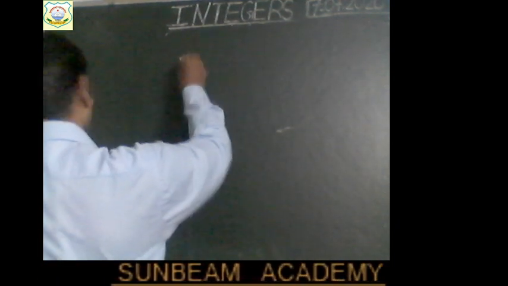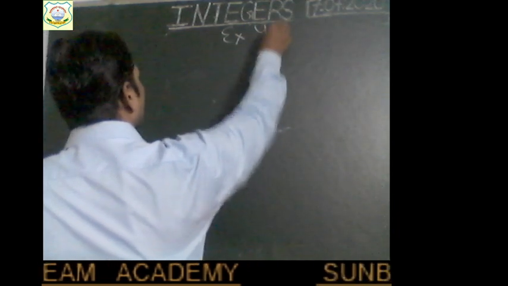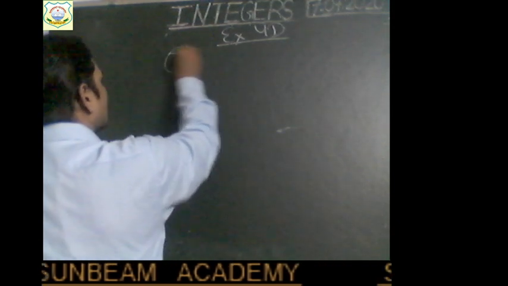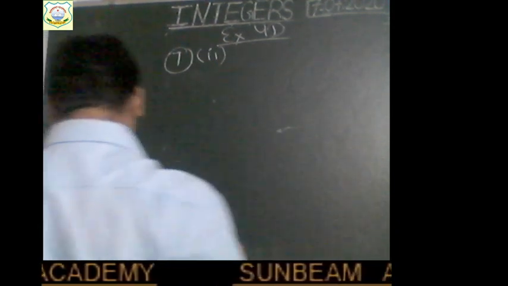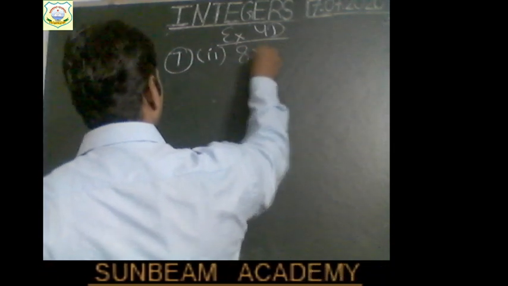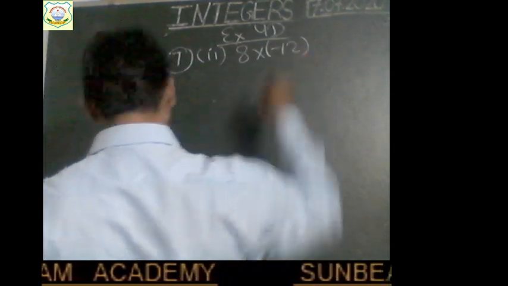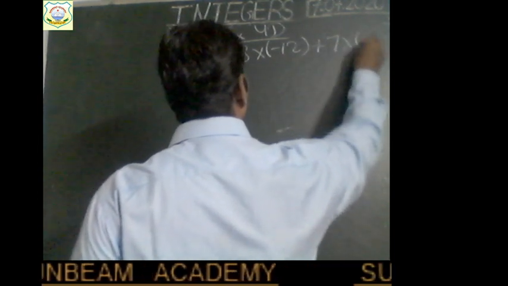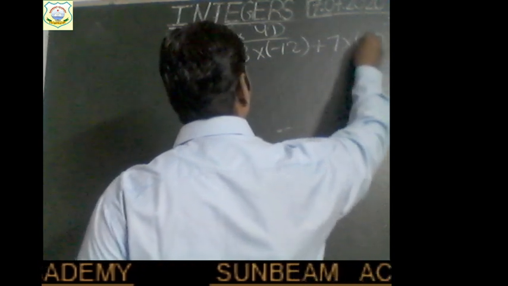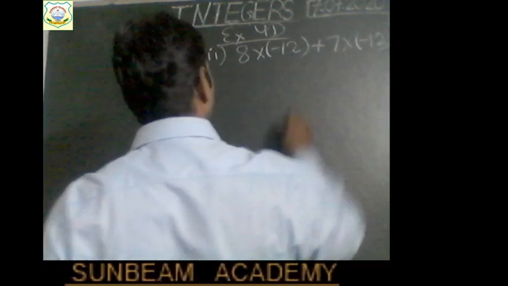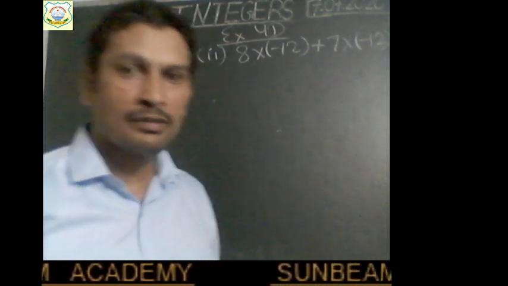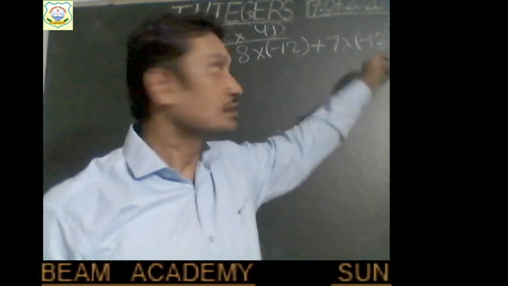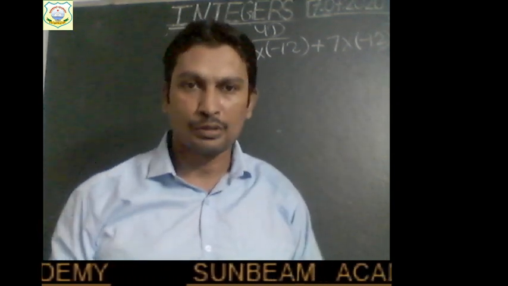Question number 7, exercise 4D, second part. So here the expression is 8 into minus 12 plus 7 into minus 12. Right, children? 8 into minus 12 plus 7 into minus 12. This is minus 12, children. If it is not visible, you can see the question in your book also.